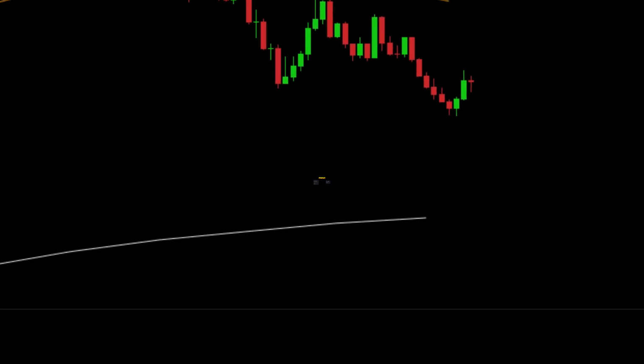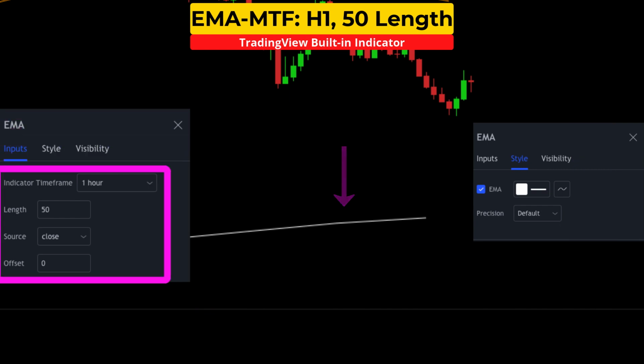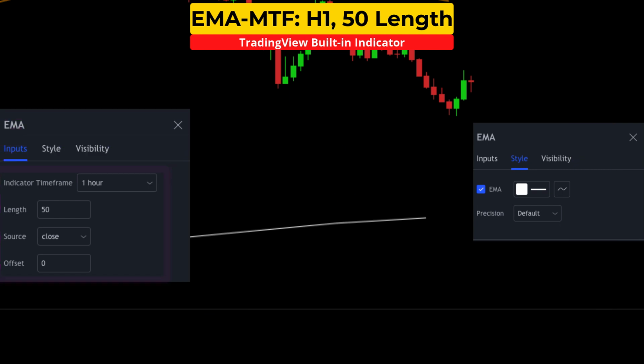The third and final indicator is another multi-time frame exponential moving average. This EMA should be set to the time frame of 1 hour and a length of 50. We are going to color it in white. The second EMA will be used for higher time frame confirmation as well.